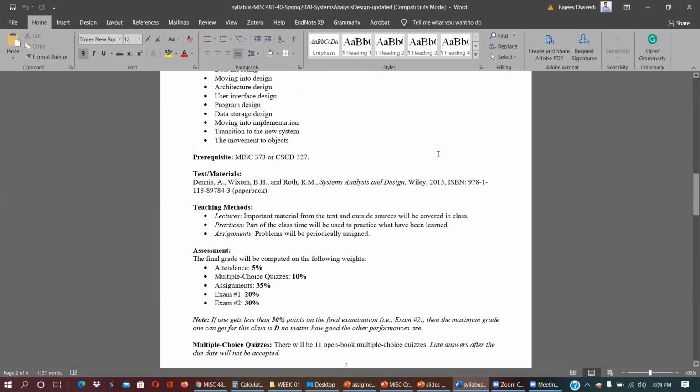The book we are using is this, System Analysis and Design, Wiley 2015 paperback. You can find it online or use any copy you like, but this is the reference book, the textbook, that we will be using.